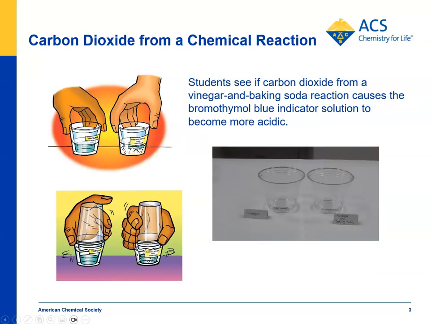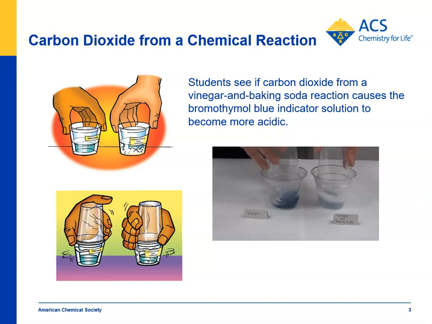So in this case, we test vinegar in one cup and vinegar and baking soda in another. So we produce a lot of carbon dioxide gas by putting some baking soda in the vinegar, and then we put the bromthymol blue indicator in both cups and then see if there's a difference between them. Since the carbon dioxide is very concentrated in the vinegar and baking soda cup, it changes color pretty quickly.